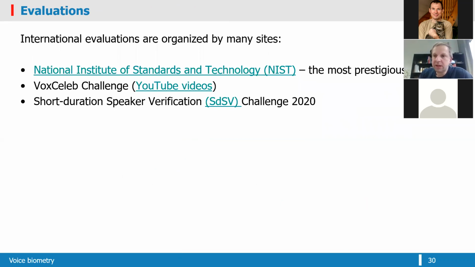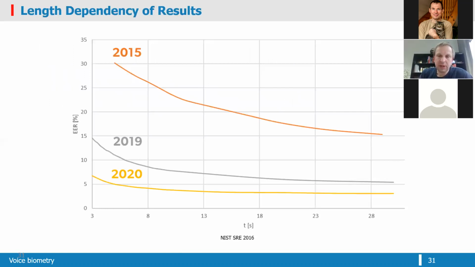So there are international evaluations, and you can see the results from them, like the evaluation by the National Institute of Standards and Technology in the USA. There is the VoxCeleb challenge on YouTube videos, and there is also short duration speaker verification that evaluates both text-dependent and text-independent systems, with the goal of authentication.